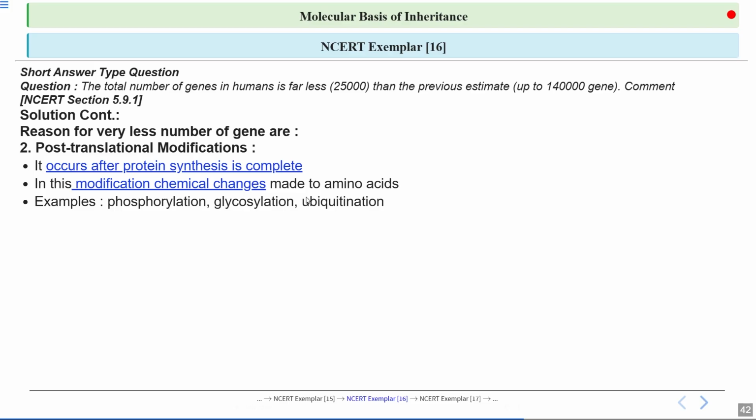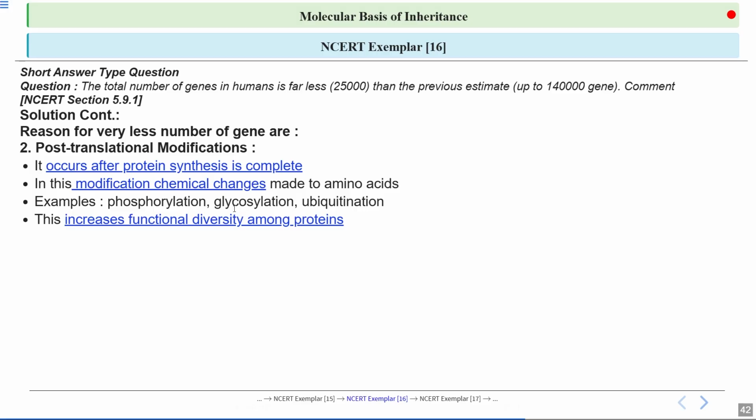For example, the protein can be phosphorylated, where a phosphate group is added. Glycosylation is one process, and ubiquitination is another process, where ubiquitin can be added. Here the glycosyl group is being added. So this increases the functional diversity among the proteins.